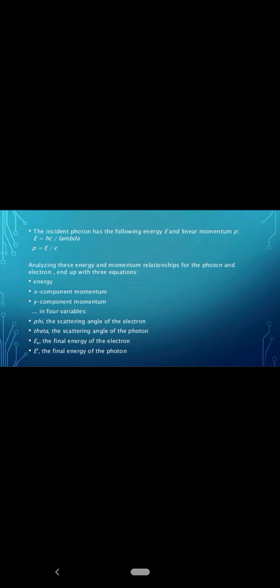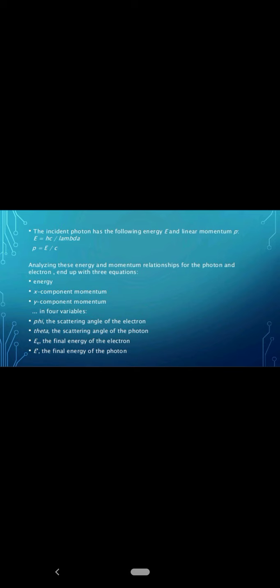So this is how the Compton effect works. An X-ray photon is incident on an electron, then the electron gets scattered and the X-ray photon also gets scattered in another direction. The incident photon has the following energy E and linear momentum P. E is equal to hc upon lambda and P is equal to E upon c.